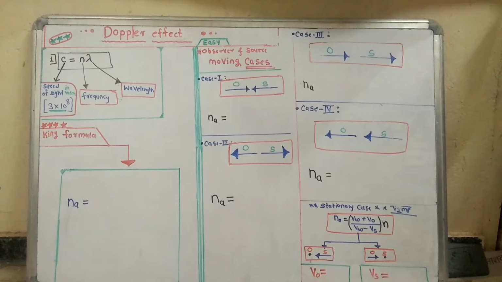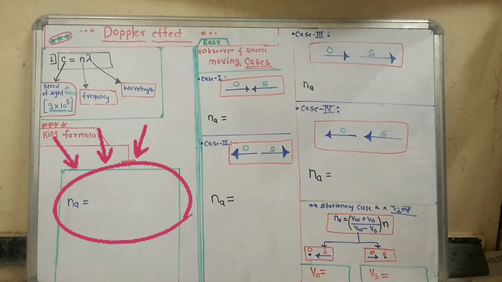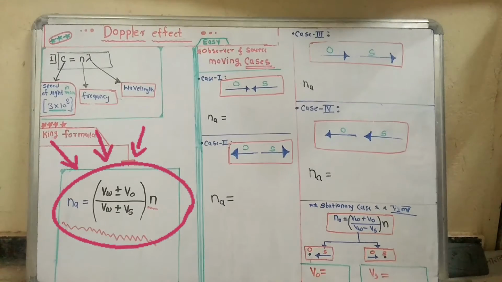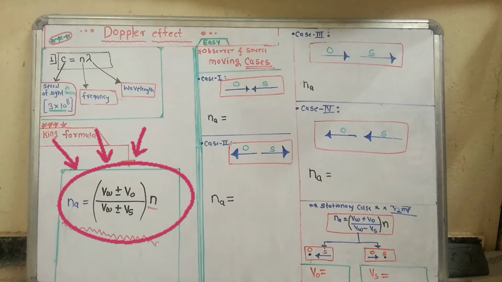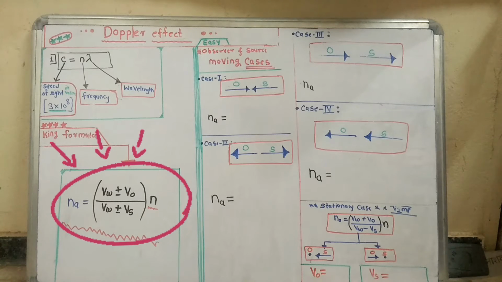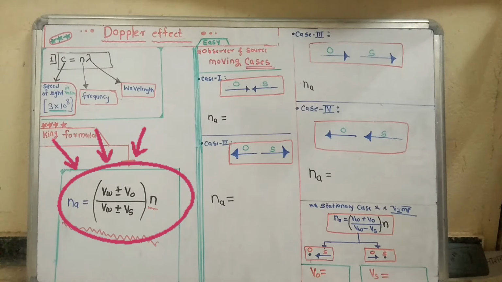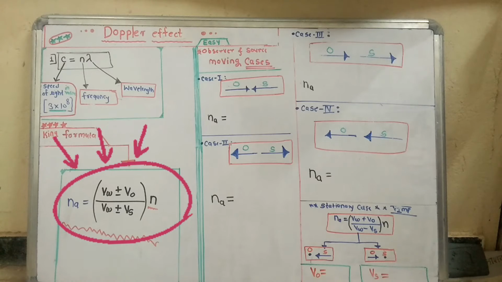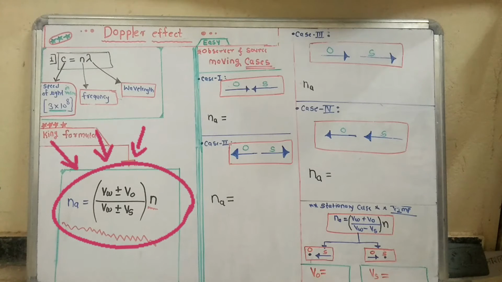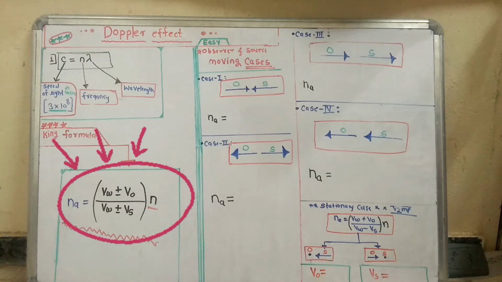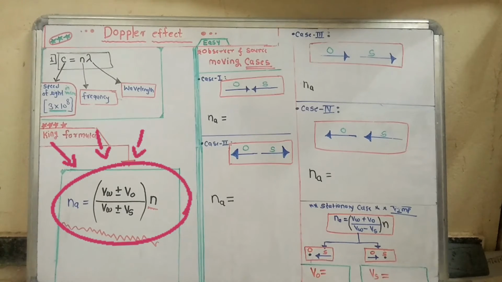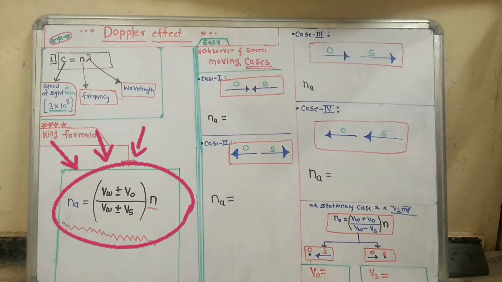So watch carefully. The main formula, and I give this formula the name King formula, is: n apparent equals V in bracket, V wave plus or minus V observer, upon V wave plus or minus V source, bracket complete, into frequency. In this formula, n apparent is the apparent frequency, V wave is the wave speed, Vo is the observer speed, Vs is the source speed, and n is the frequency. Only understand this formula, then you can remember the other formulas.